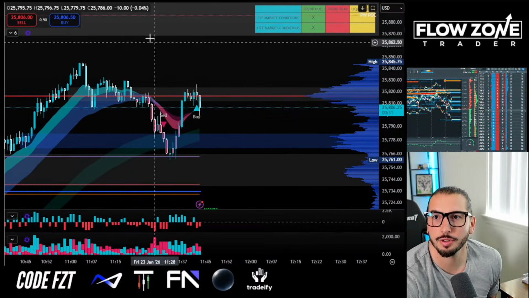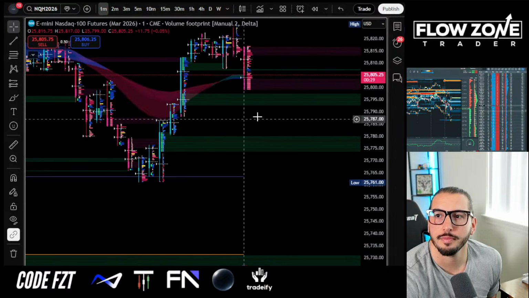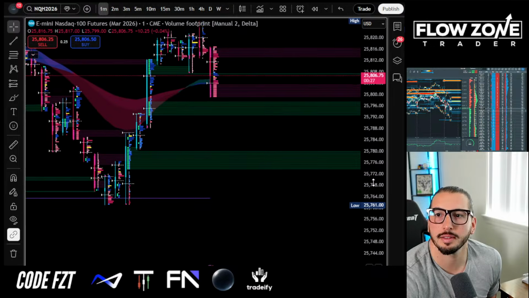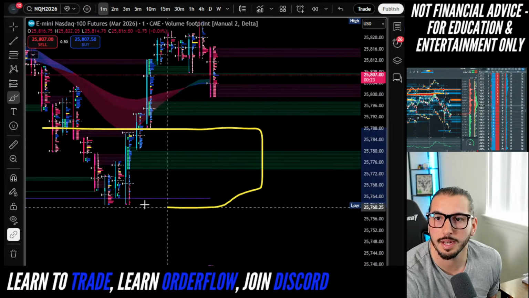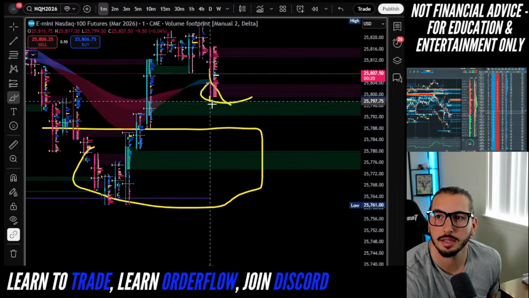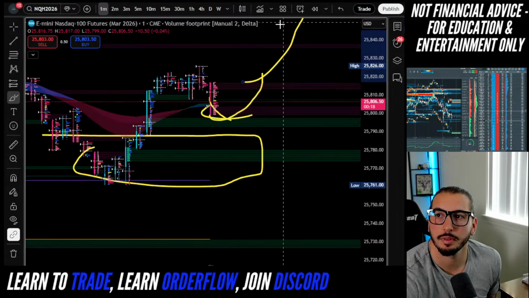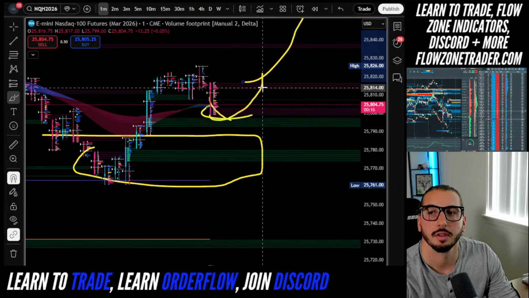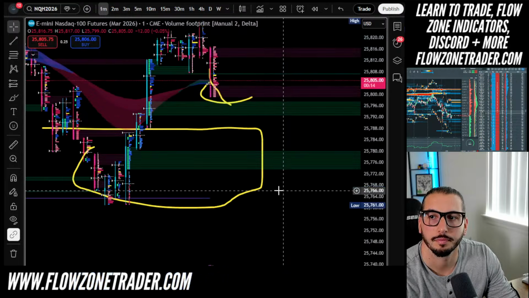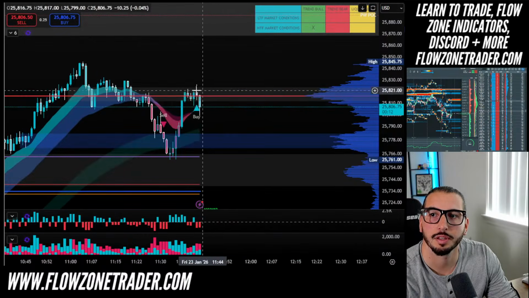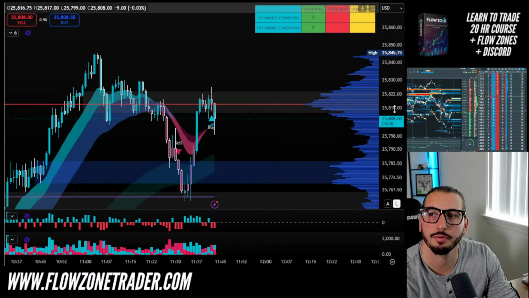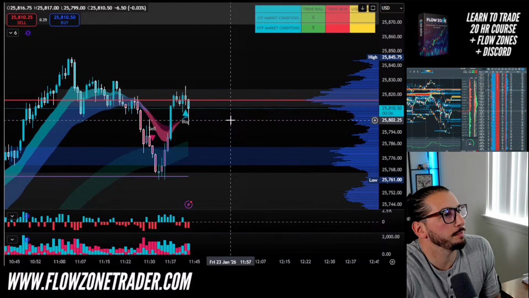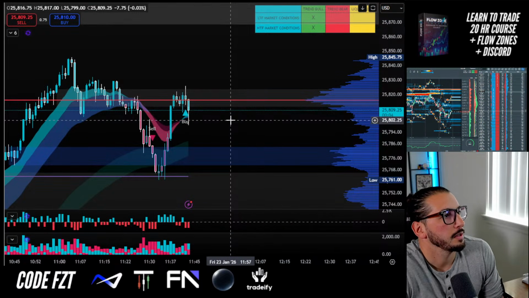Okay, so this is what we just talked about. This pullback. Do they hold this little imbalance and leave these guys here stuck? All right, if they leave these guys stuck and they hold this and they reclaim, then upside. This grey box so far offering some resistance, but I would still anticipate we will go through it. It might take a while, but I would anticipate that.